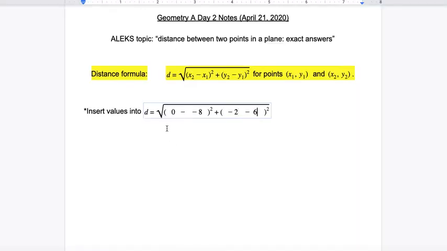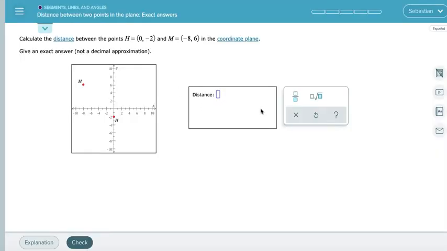So I'm going to solve this out, okay? So when you solve it out, these two negatives right here are going to be a positive. So that's going to be 8. 8 squared is 64. And then right here, this is also a negative 8, and a negative 8 squared is also positive 64. So your answer is going to be the square root of 64 plus 64, which is 128. So the distance is just going to be the square root of 128.